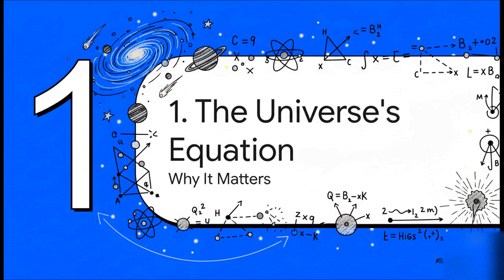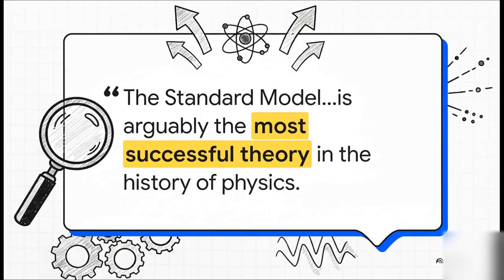Part 1, the universe's most important equation. Let's start by just appreciating how incredibly powerful this theory actually is. Now, that might sound like a pretty bold claim, but it's totally true. So why is it the most successful? Because its predictions match up with real-world experiments with a precision that is just unmatched in any other field of science.